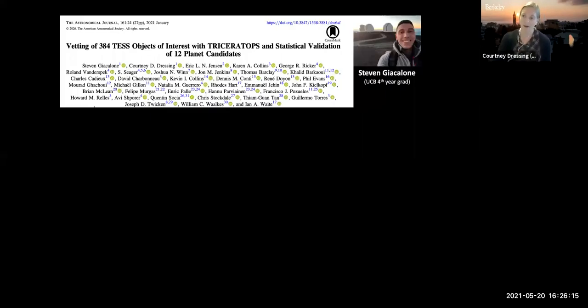And in the paper, we looked at 384 TESS objects of interest and were able to statistically validate 12 planet candidates. What statistical validation means is that we look at the photometry and we consider the likelihood that those events could be caused by anything other than a transiting planet. And we're able to then rule out the idea that they were caused by something else. So we say that it's much more likely for those events to be planets than for them not to be planets. In the paper, we have the 12 validated TOIs.